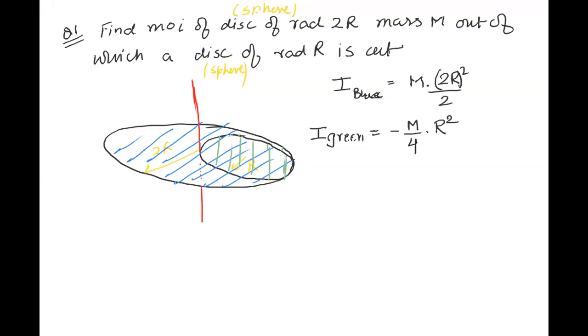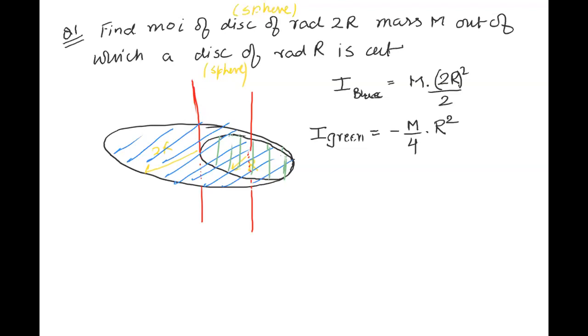Right? But this is the moment of inertia of the green disk about this axis, and I'm not interested in this axis because if I want to add, or in this case subtract, the moment of inertia of the blue disk with the moment of inertia of the green disk, then the condition is that both the moments of inertia must be calculated about the same axis, right? So this I green and I blue are along different axes.